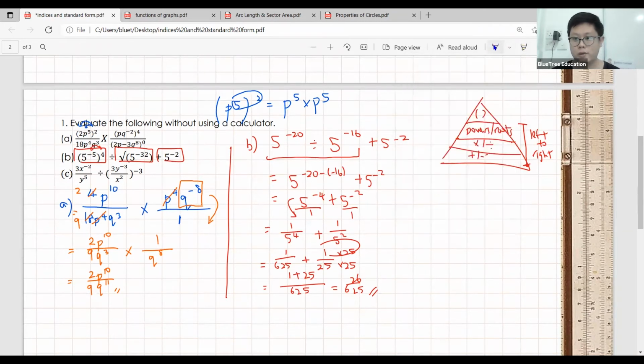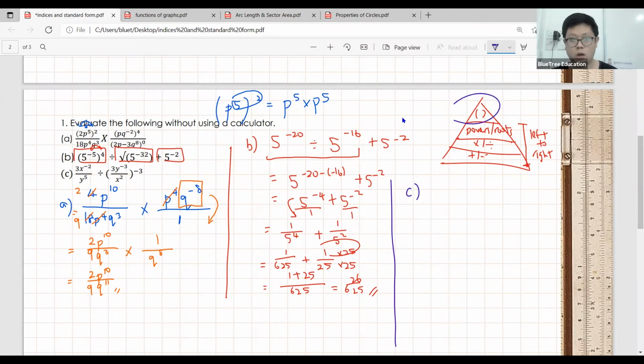Let me proceed to share the third one. Question C here. There's quite a lot of huge things going on, but we always prioritize the top one first. So we look at the bracket, and outside the bracket there is another power of -3 for the second bracket, right? For this upper top right corner here. So there's actually a shortcut that you can apply, and that is if you divide by a number that has a negative power here.